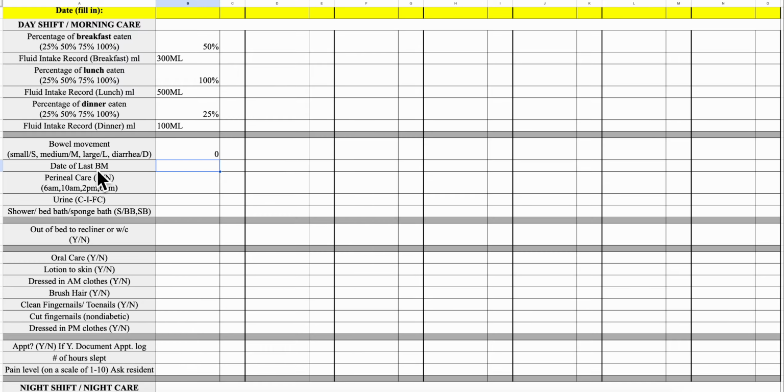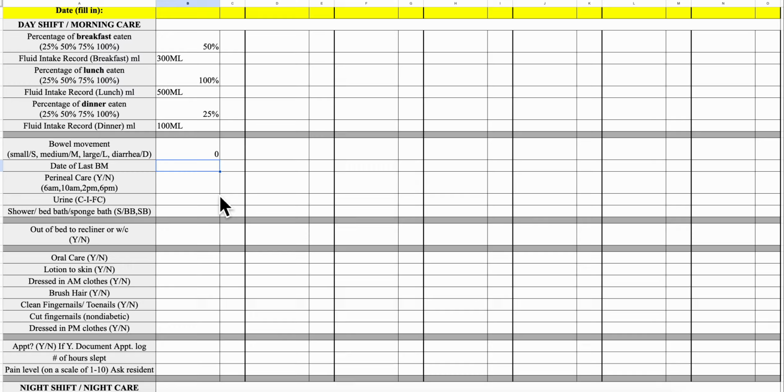And then date of last bowel movement. This is where the accountability comes in. You have to know if you're charting they didn't have a bowel movement, you have to know when their last bowel movement was. If it was 3 days or more, that should prompt you to go and give them the PRN medication for constipation. So the date today is January 28th of 2026.